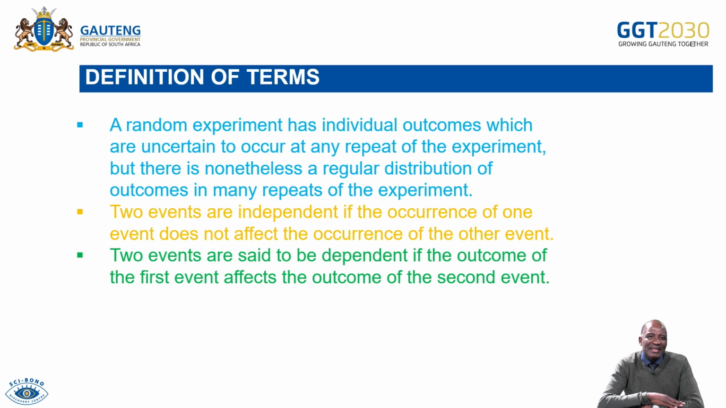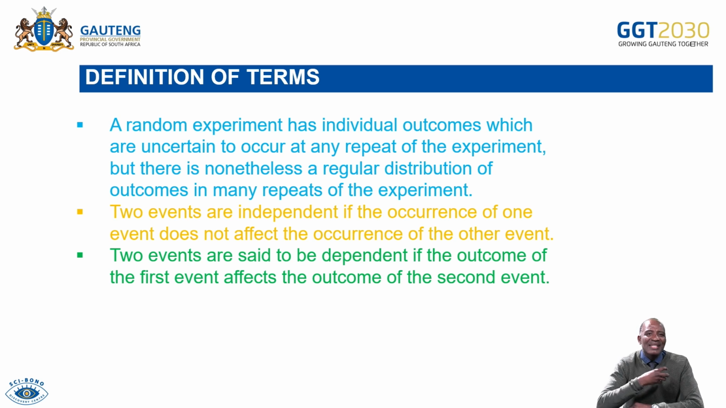How about dependent? When are events said to be dependent of each other? So two events are said to be dependent if the outcome of the first event affects the outcome of the second event. For example, if you have got some oranges in a bag and you have 10 of them, and you ask me to come and pick an orange at random, I will come and pick one out of the bag. I had a chance of choosing 1 out of 10.